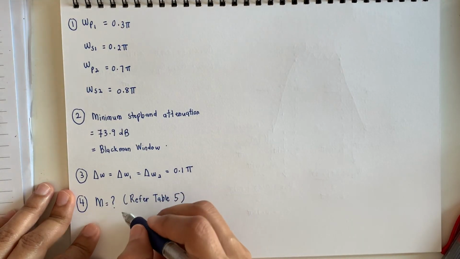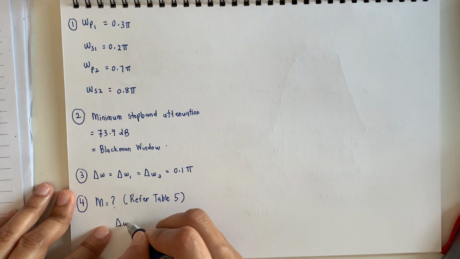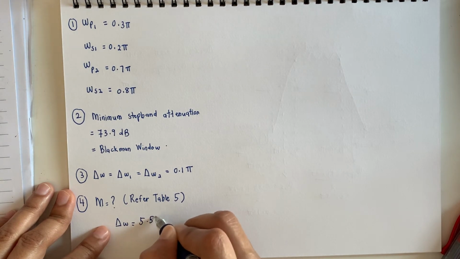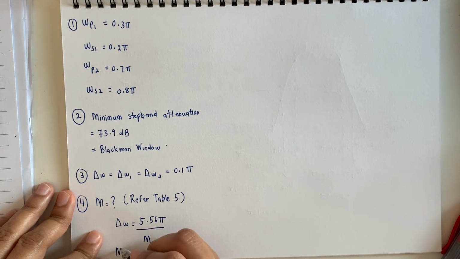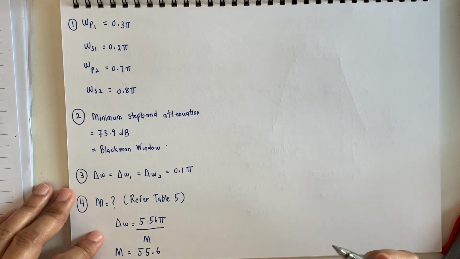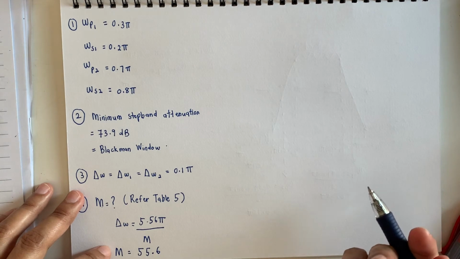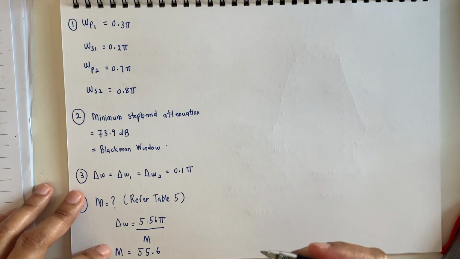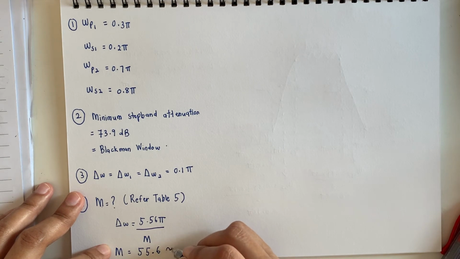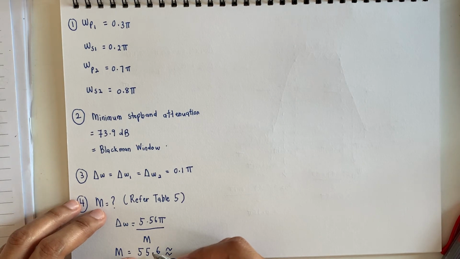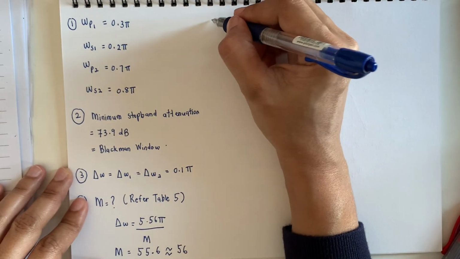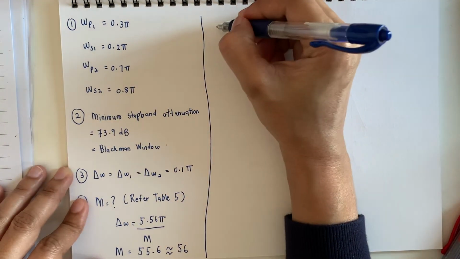So from Blackman window, you know that delta omega equals 5.56 pi over M. So from here, you know that your M is equal to 55.6. And again, you need to round off. When you round off, it is not similar to maths. What you have to do is choose the next highest number. So the next highest number of 55.6 is 56.